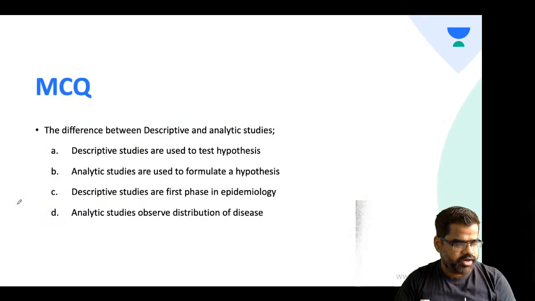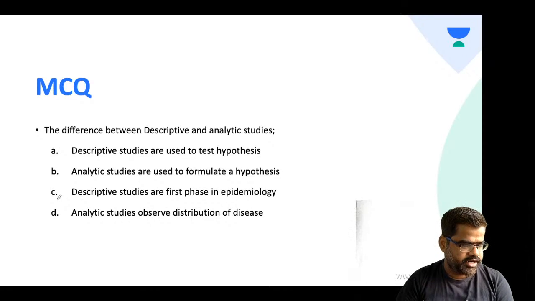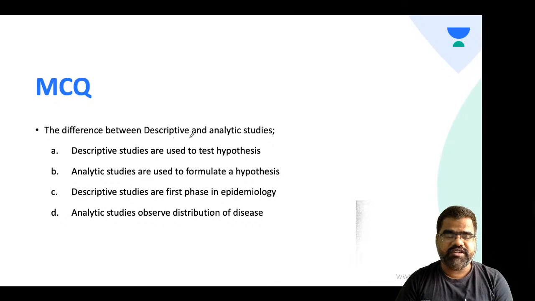Now, if you have understood this, can we take one question? I request you all to take this question. The difference between descriptive and analytic studies. Is it that descriptive studies are used to test the hypothesis? Analytic studies are used to formulate a hypothesis? Descriptive studies are the first phase in epidemiology, and analytic studies observe distribution of disease. Can you try, students? Anyone?